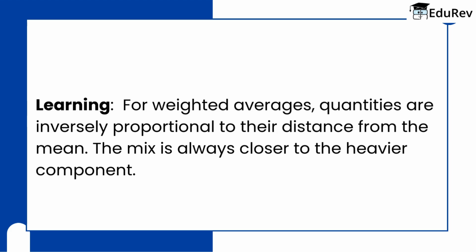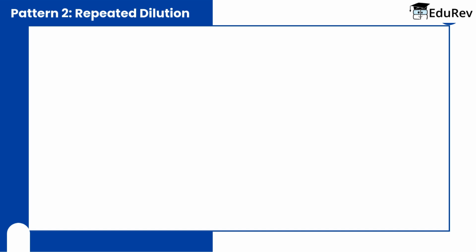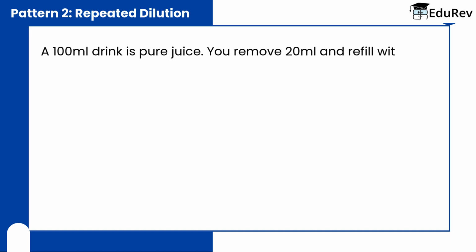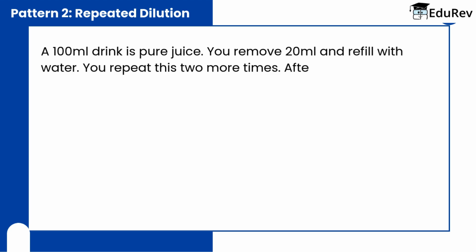Moving on to pattern 2, repeated dilution. A 100 milliliter drink is pure juice. You remove 20 milliliters and refill with water. You repeat this 2 more times. After 3 operations, what percent is juice?